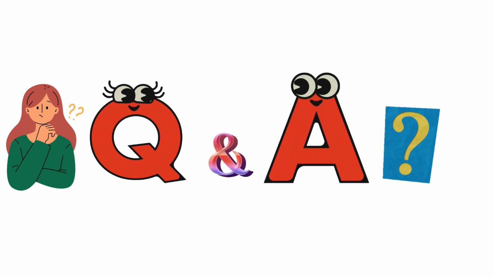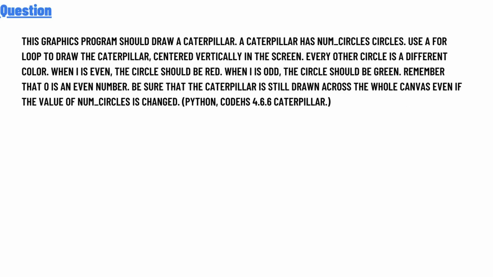Our today's question is: this graphics program should draw caterpillars. A caterpillar has circles. Use a loop to draw the caterpillar's circles vertically down the screen. Every other circle is a different color. When the circle number is even, the circle should be red. When it is odd, the circle should be green. Remember that zero counts as an even number. Be sure that a caterpillar is still drawn across the whole canvas even if the number of circles changes.